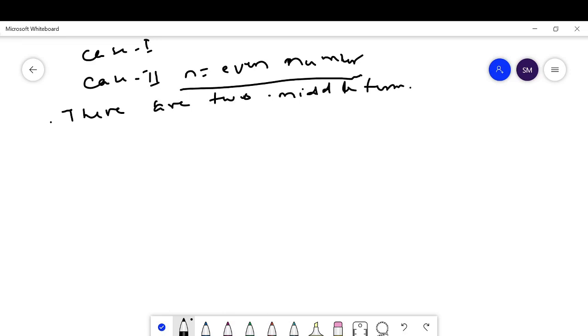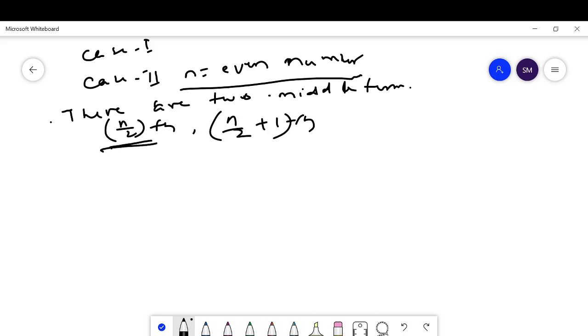One is the n by 2 term, and the other is the n upon 2 plus 1 term. If n is an odd number, then the middle term is the (n plus 1) upon 2 term. And when n is an even number, then there are two middle terms. The first is the n upon 2 term, the second is the n upon 2 plus 1 term.